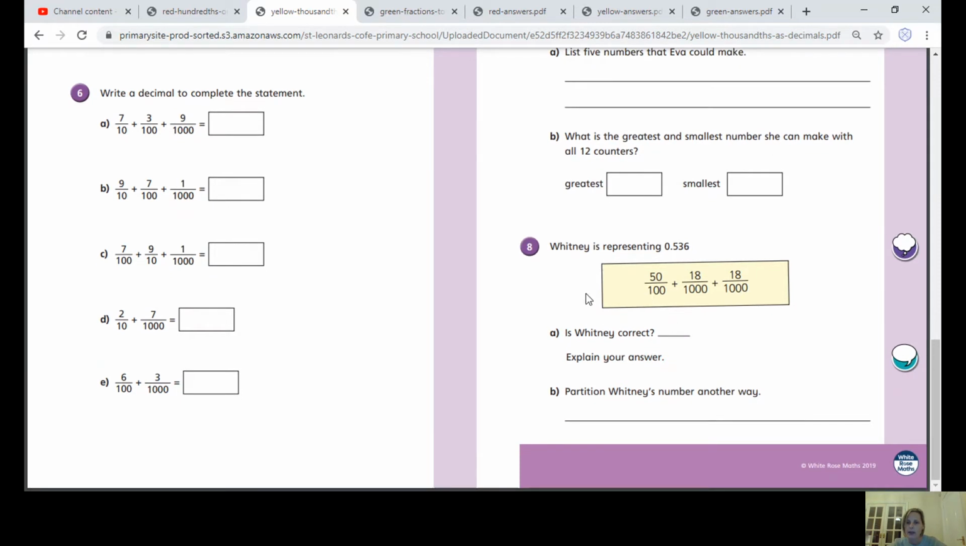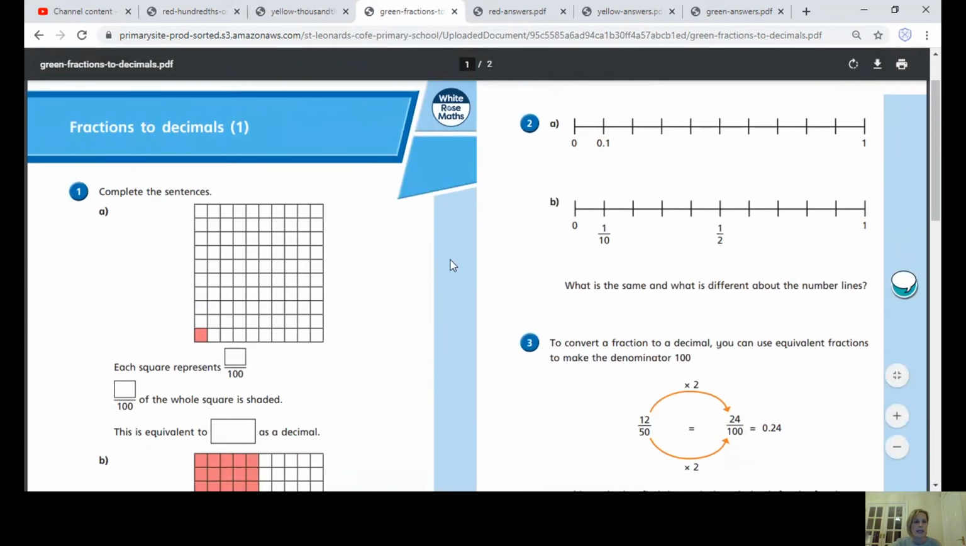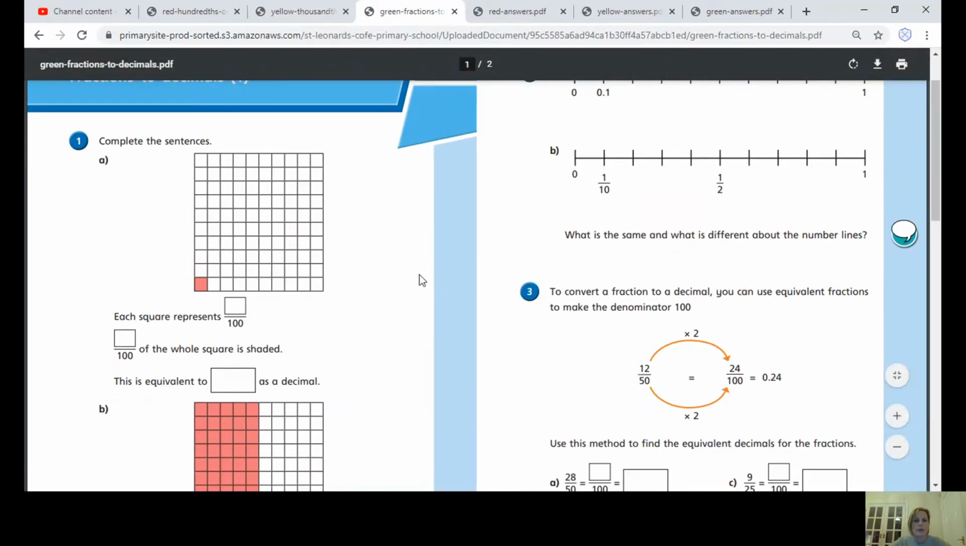And the last one, Whitney is representing 0.536. Is she correct? So have a look at that section here because she's got 2 lots of thousandths, okay, and then have a look at the numerator as well. And don't forget to explain your answer. So that's your yellow worksheet, and green, finally, fractions to decimals for you.